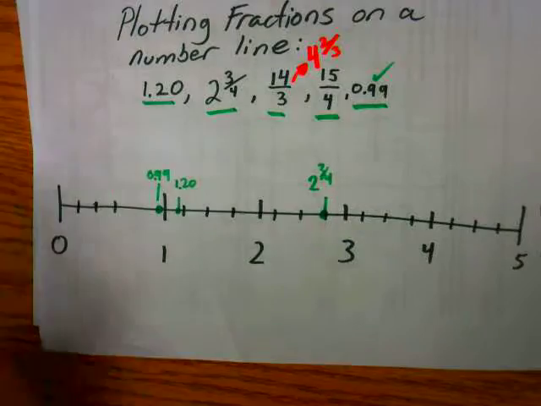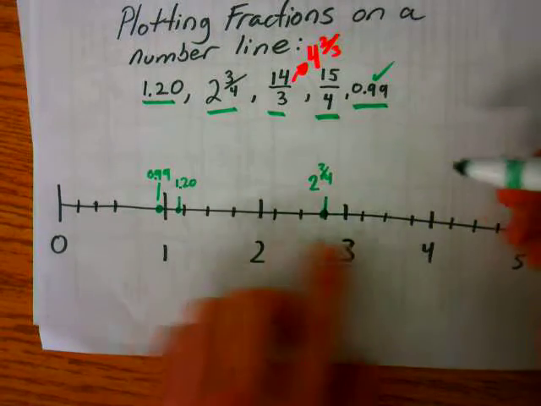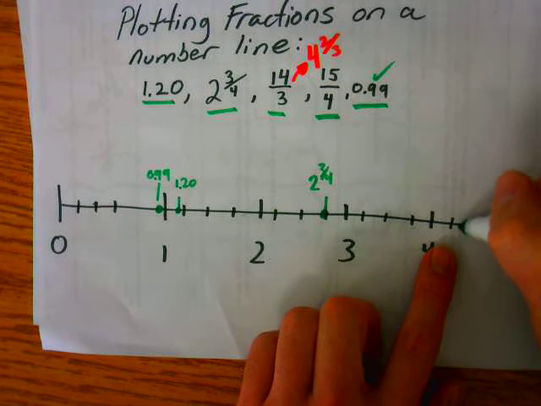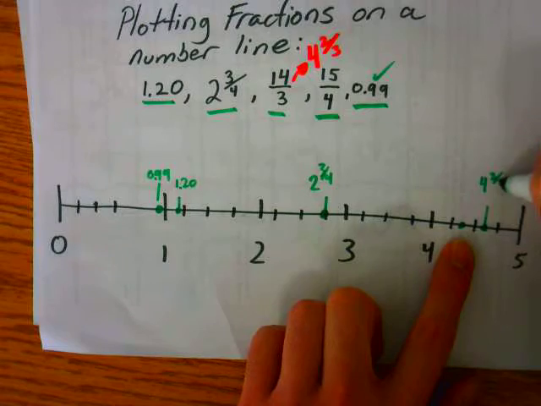So we know that this fraction, 14 out of 3, or 4 2/3, here's the number 4, and then 2/3 would be about here. Oh, sorry, my mistake. It would be right about here, past the halfway mark. This will be 4 2/3, just past half.